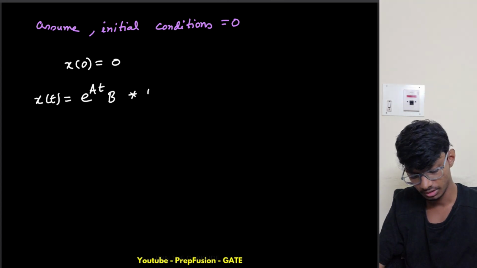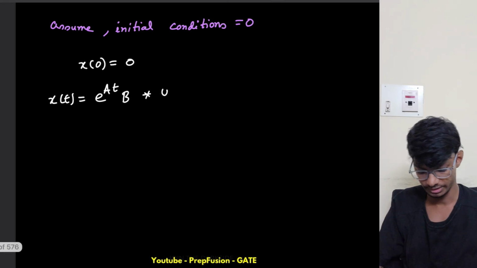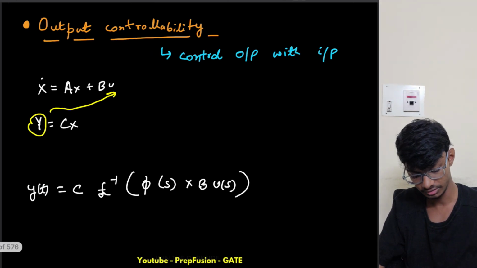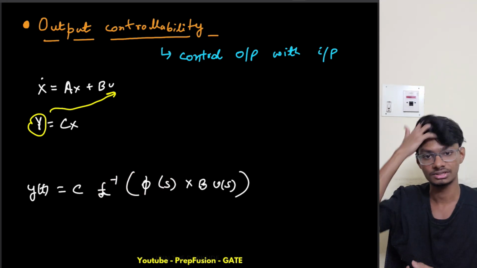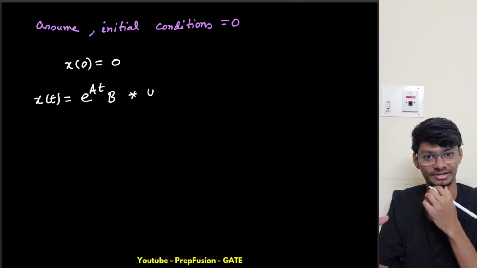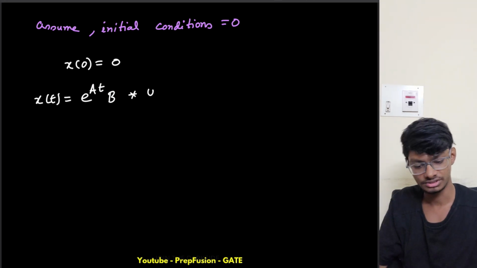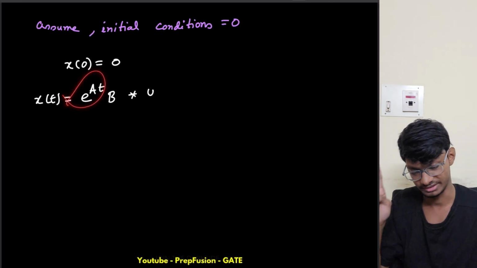I can take B out, but I have to follow the order. B is after this e raised to power At. I just took the Laplace inverse of this. And what is the Laplace inverse of the state transition matrix? It is basically e raised to power At, the state transition matrix in time domain. So this is also known as the state transition matrix. Sorry, this is known as the state resolvent matrix, and this is known as the state transition matrix.